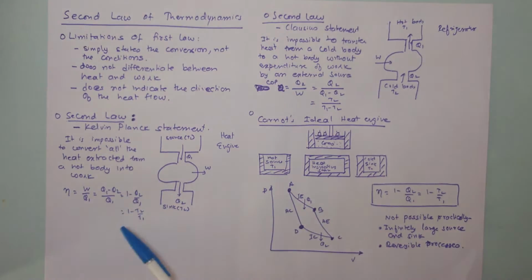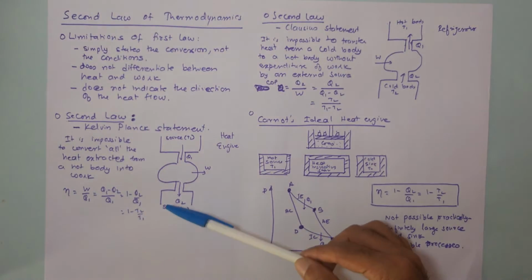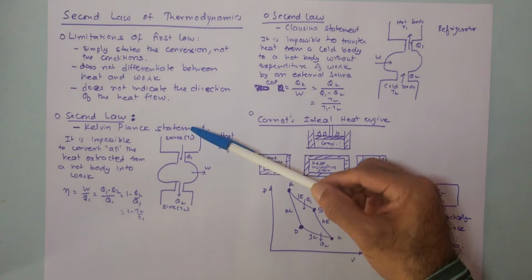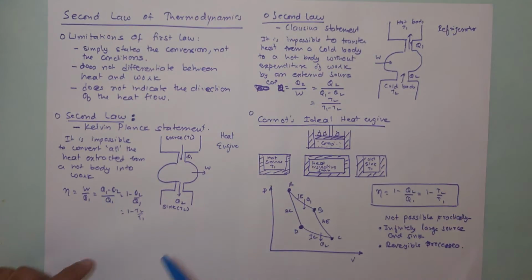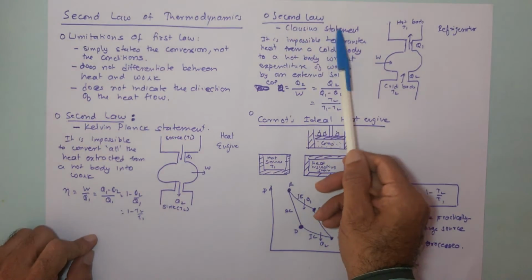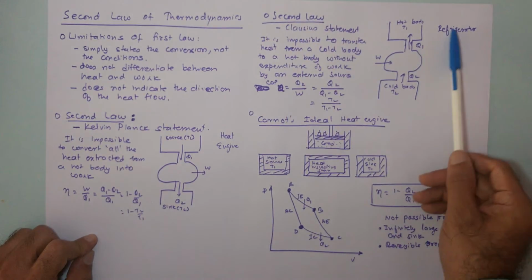And the ratio of Q2 upon Q1 turns out to be T2 upon T1, and thus we get the equation: efficiency is 1 minus T2 upon T1, where T2 is the temperature of the sink and T1 is the temperature of the source. In a similar fashion, we can look at the Clausius statement, which is based on the refrigerator.